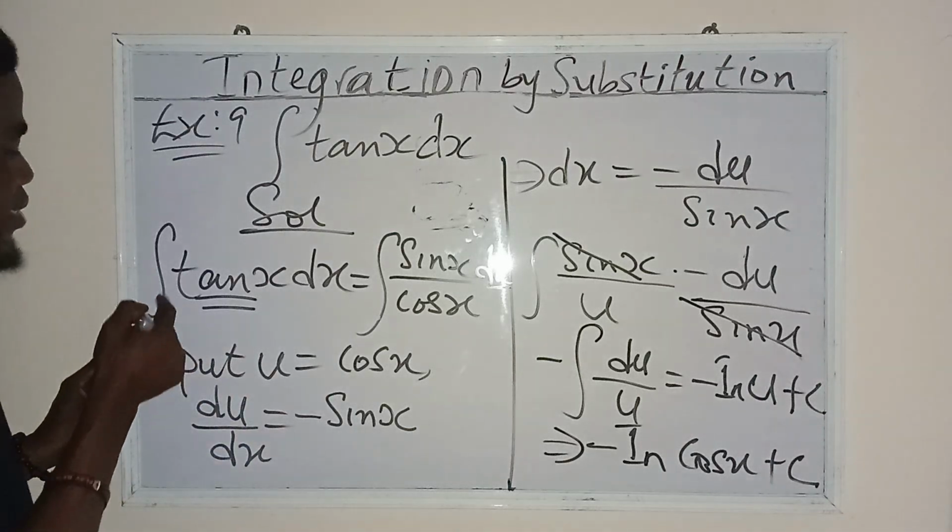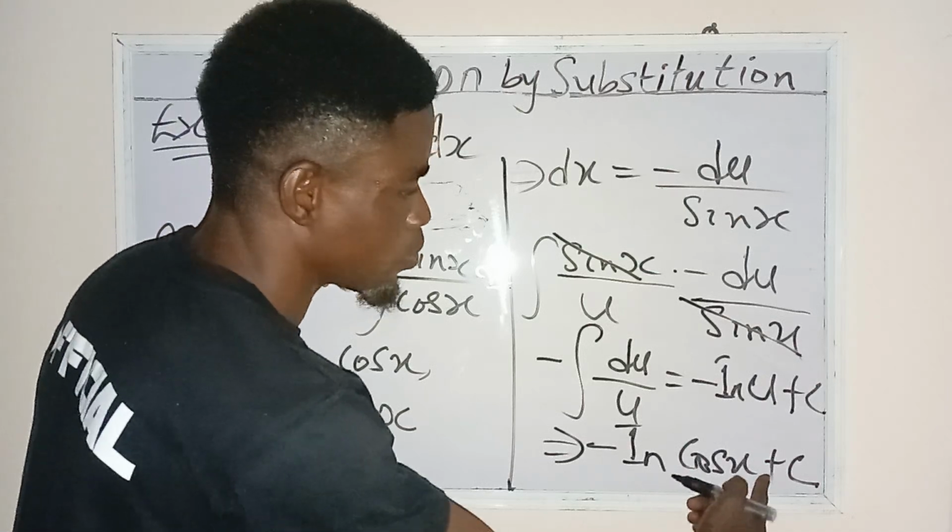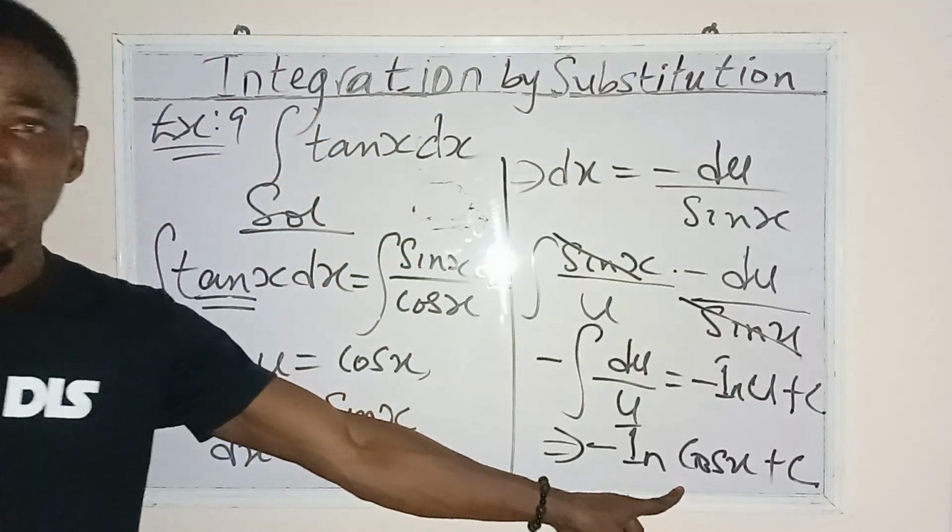Therefore, when you integrate tan x dx, you have minus ln cos x plus c. So that is the answer to today's question.